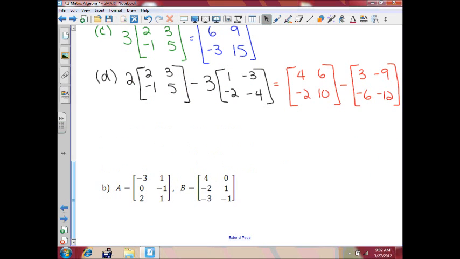When we simplify this, you'll get 4 minus 3 is 1, 6 minus negative 9 is 15, negative 2 minus negative 6 would be 4, 10 minus negative 12 would be 22. So there you have it for example A.